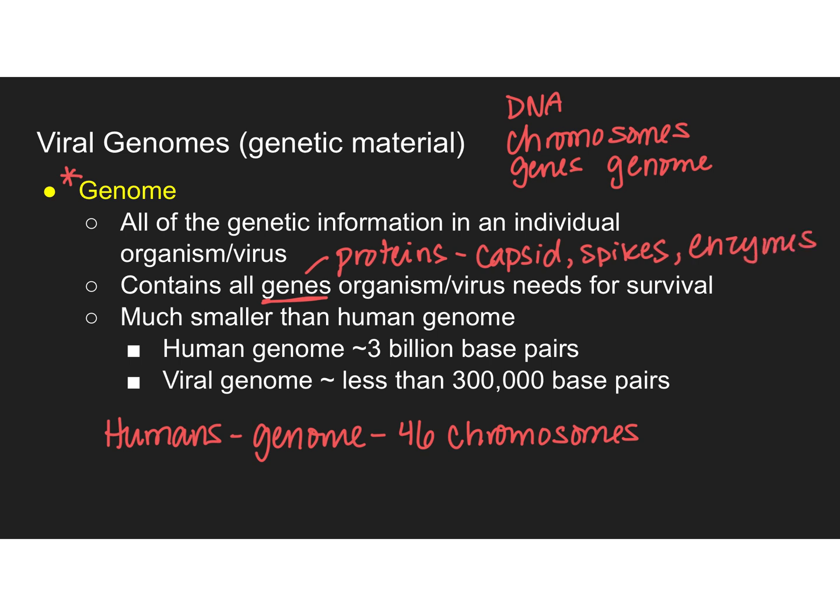Now, viruses have a much smaller genome than humans. In humans, we have about 3 billion base pairs. Remember, a base pair is looking at things like adenine pairing up with thymine and guanine pairing up with cytosine. And so we have 3 billion of these base pairs that tell our cells what to do and how to survive and keep us alive. Now, viruses, we covered in a previous video, are very, very small. And so their genome is typically less than 300,000 base pairs, so significantly smaller than the human genome.